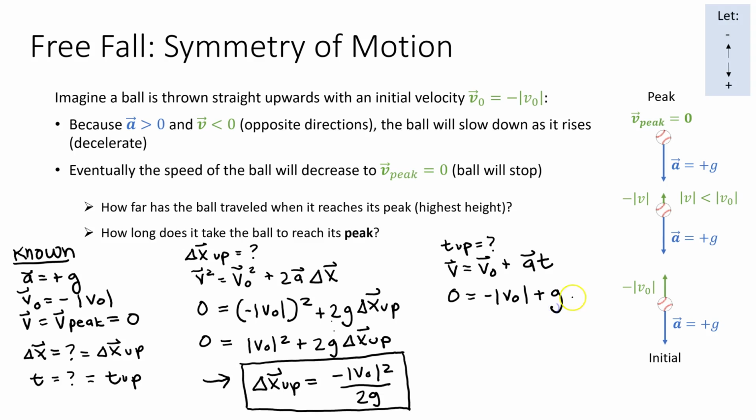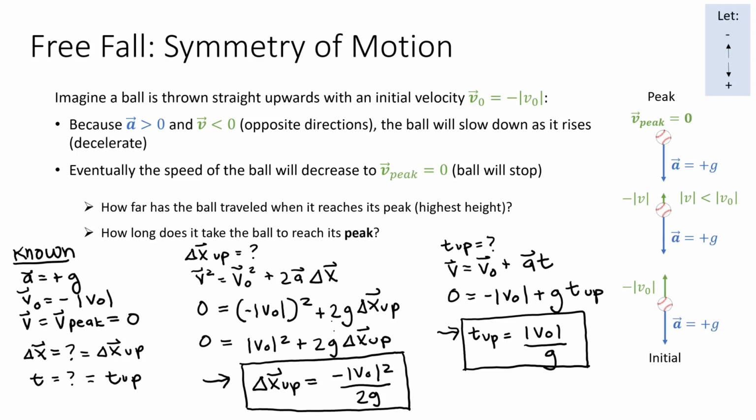Acceleration is plus g, and then we have time, which is t up. That's going to be the final time when the ball gets to the peak position. Okay, so now I can just go ahead and rearrange to solve. I add v naught to both sides and divide by g, and I find that t up is equal to the magnitude of v naught divided by g. Okay, and good news, we got a positive value for time because time is always positive. So that's what we wanted.